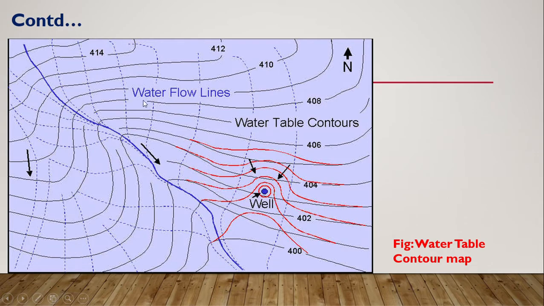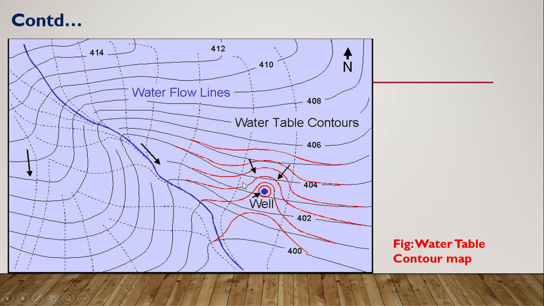So this will be the graph. We will join all the equal elevation points of the water table. Those lines are known as water table contour lines. For example, a water table elevation of 408 centimeter is drawn using this line. All these points have the same elevation, 408. Like that we have drawn the graph, and this graph is known as a water table contour map.